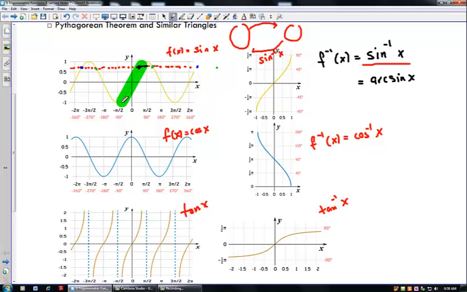Just like we did in class, you could trace this on the back of the paper, flip it over, trace it on the back of the piece of paper, switch out the x's and y's, and you'll see you get exactly this. That's why it goes from minus pi over 2 to pi over 2, because this goes from minus pi over 2 to pi over 2.